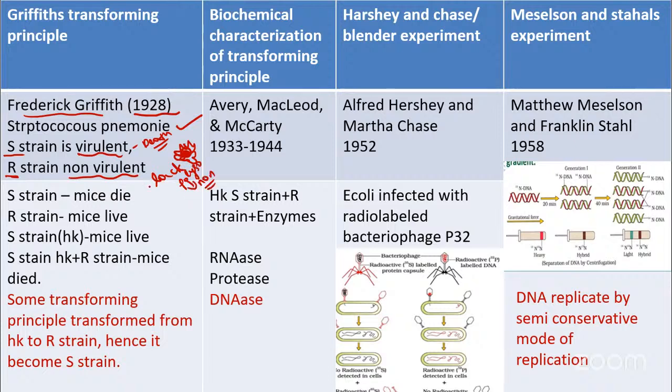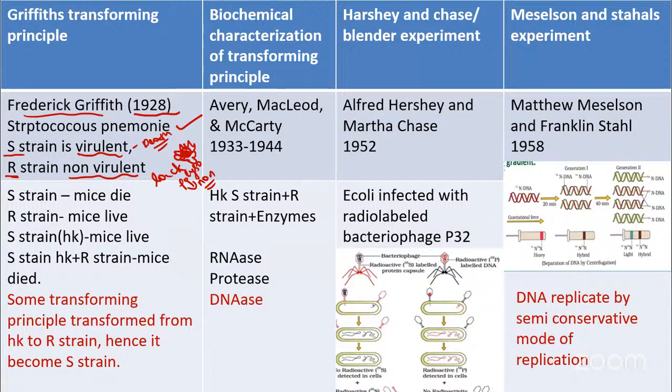What he is doing is, he takes mice and injects the S strain of the Streptococcus pneumoniae bacteria. The mice is going to die because that is virulent, because it has the polysaccharide coat. Then he injected the R strain into the mice. Then the mice lived because it does not have the polysaccharide coat. That is the rough strain. Then he took the S strain and heat killed it. When he heat killed it, the polysaccharide coating is removed, right? Then the heat killed S strain is injected into the mice, and the mice lived.